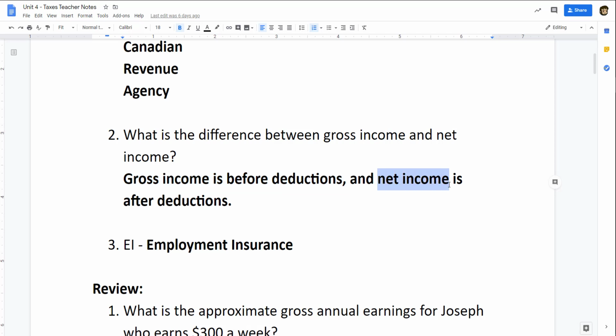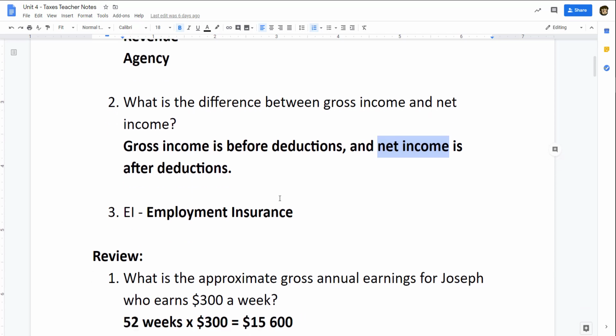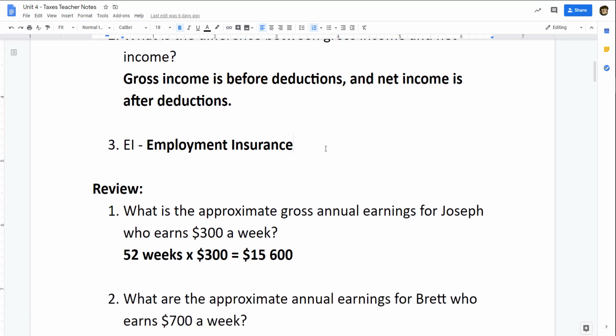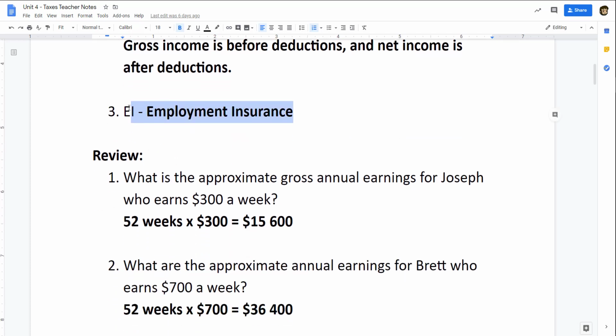Net income is after deductions. So after you take off all of those deductions that we talked about, like taxes, CPP, EI, and potentially union dues, maybe RRSP. Finally, EI, if I say EI, I mean employment insurance. So you should know that. Sometimes that's called unemployment, and if you live out east, slang term for it is POGI. But we're going to stick with EI and employment insurance.